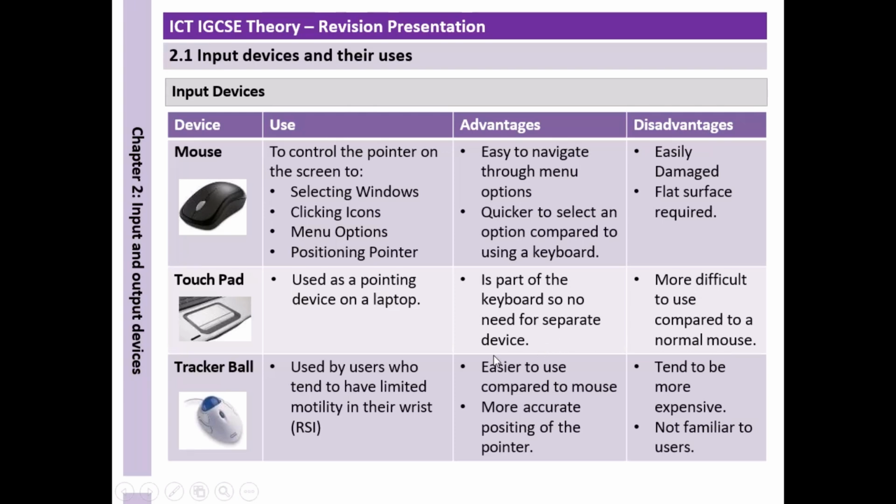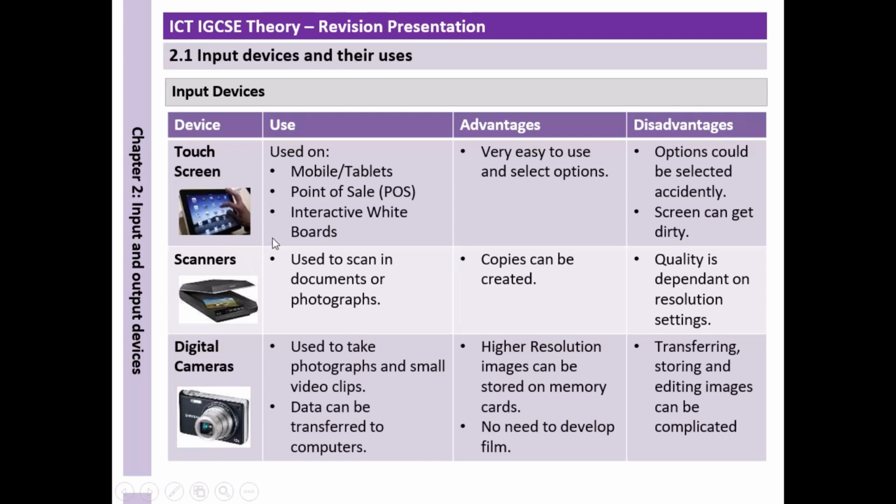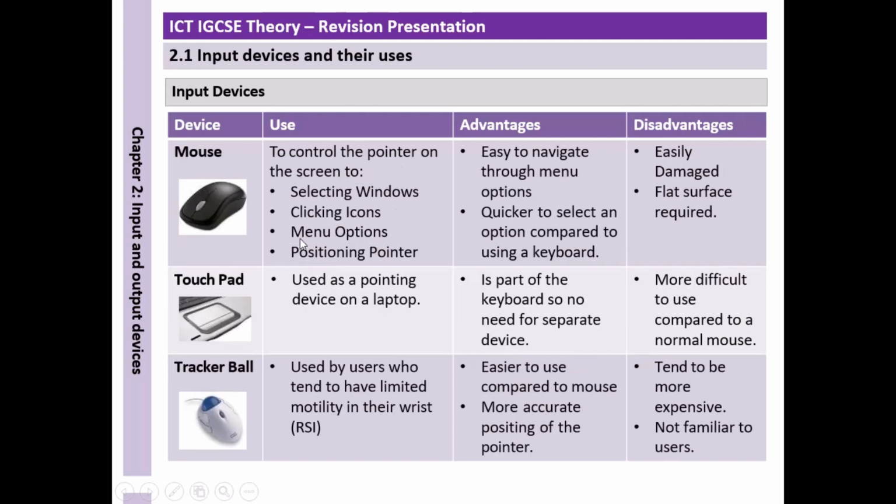And then we have what is called the trackball. Where is that? Where have I gone? Yeah, the trackball is used by users who tend to have limited mobility in their wrist. It is easier to use compared to a mouse and more accurate in positioning the pointer. Disadvantages: it tends to be more expensive and is not familiar to users. Yeah, the trackball is not very common. But you can see there's a ball you can roll here, so it is good for people who have wrist problems.